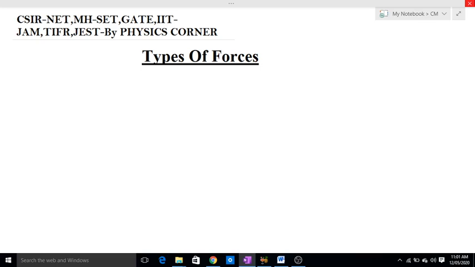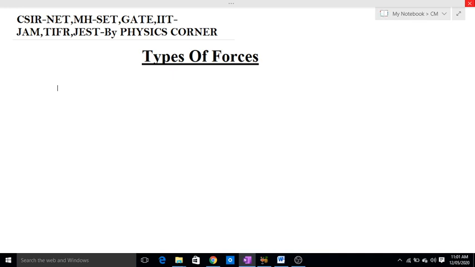Today's lesson we are going to discuss the types of forces. How many types of forces can exist? Let's see. Due to the motion of body influenced by some forces. यही तो क्लासिकल मैकेनिक्स का मेन एम है ना कि motion of bodies influenced by some forces. Now, how many types of forces are there?